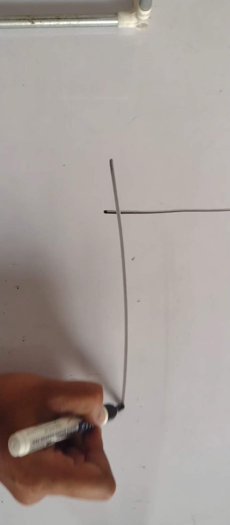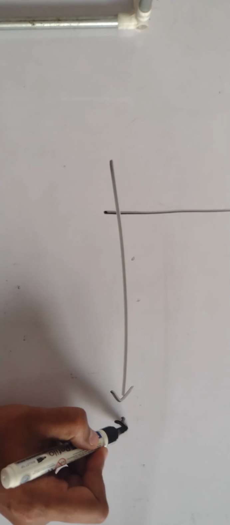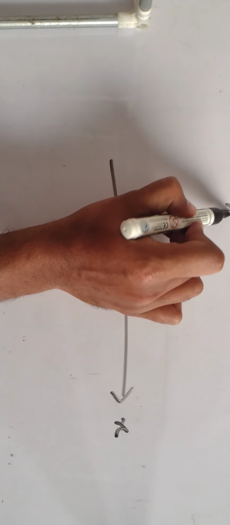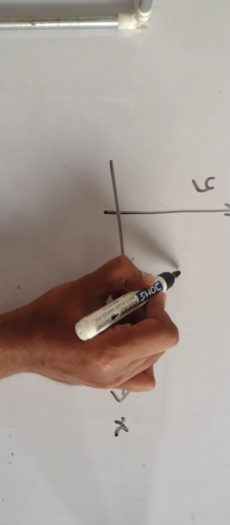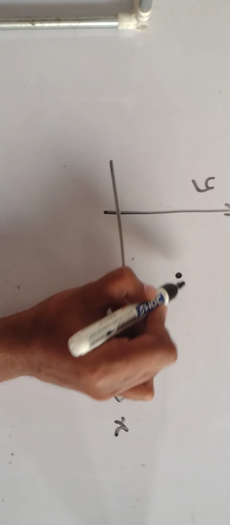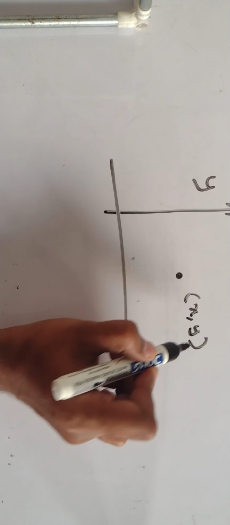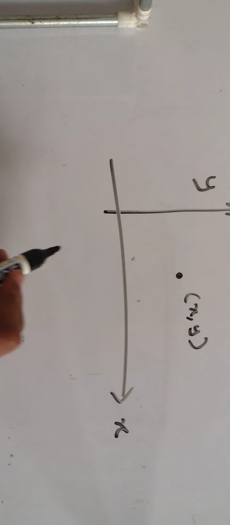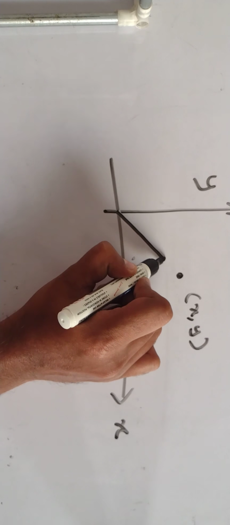For that, we need to draw a simple graph. So this is say x-axis, and this is y-axis. What I am trying to do is locate a point. Say this is a point. So what are the coordinates of this point? X comma y, right? Now I am trying to join this line like this.